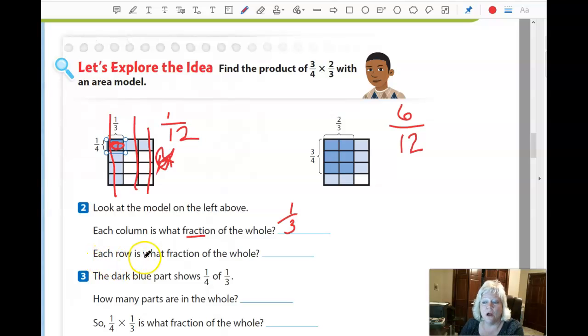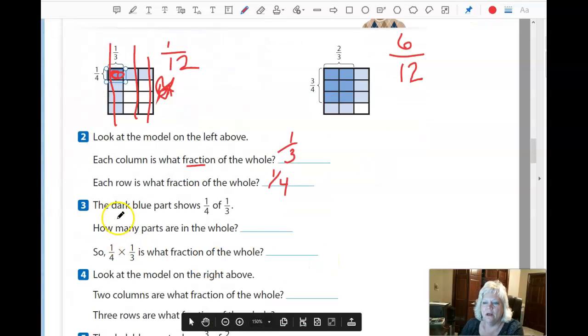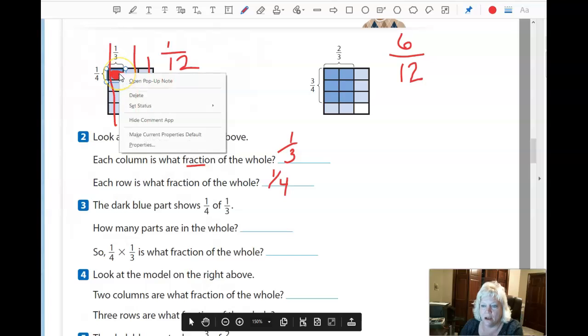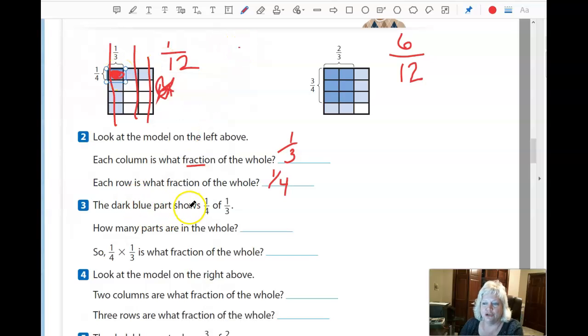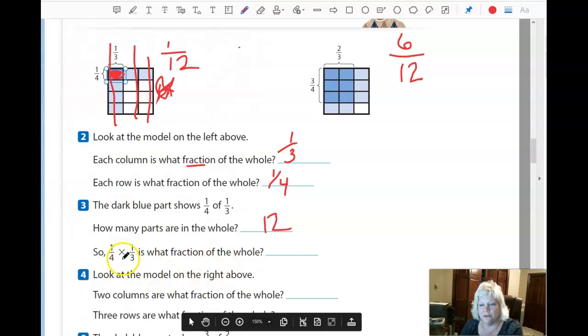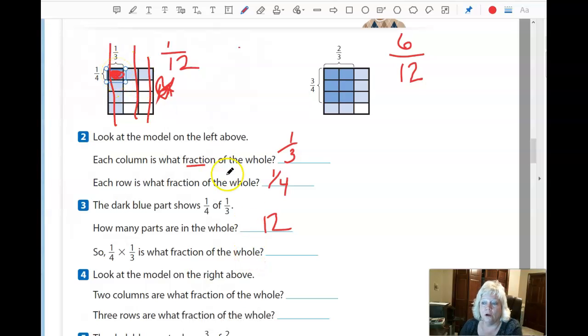Now it says each row is what fraction? Each row is 1/4. Make sure you're writing this down in your book. Now, the dark part, which is this little part that I've got all shaded in red, shows 1/4 of 1/3. How many parts are in the whole thing? There are 12 parts in the whole thing. So 1/4 times 1/3 is what fraction of the whole? Just one. 1 of the 12.